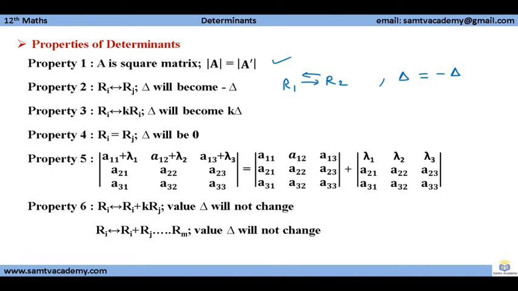Now property 5. Property 5 says that if a matrix is given where some entries are in sum form, addition form, you can expand it like this.